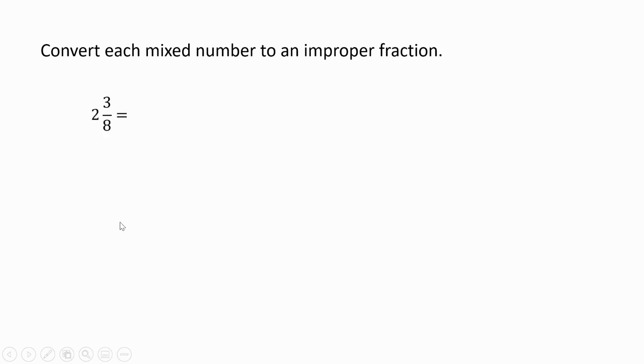All right, let's look at another one. We're going to do the front number times the bottom number plus the top number. That's going to give us our new numerator. So we're going to get 16, because it's 2 times 8 plus 3, 16 plus 3. And we get 19/8. Mixed number, improper fraction.